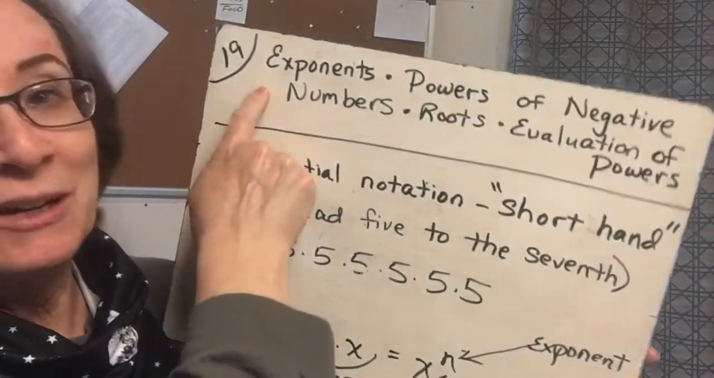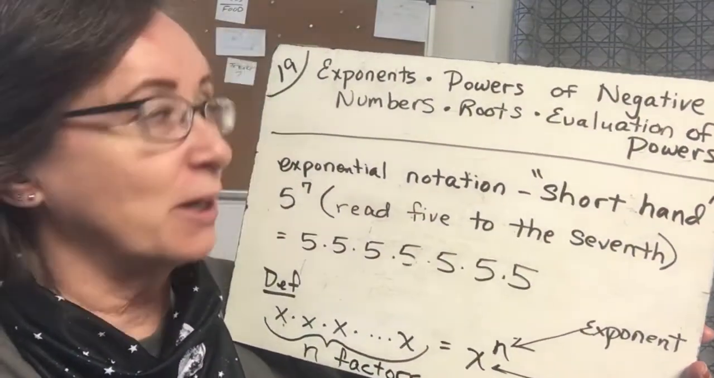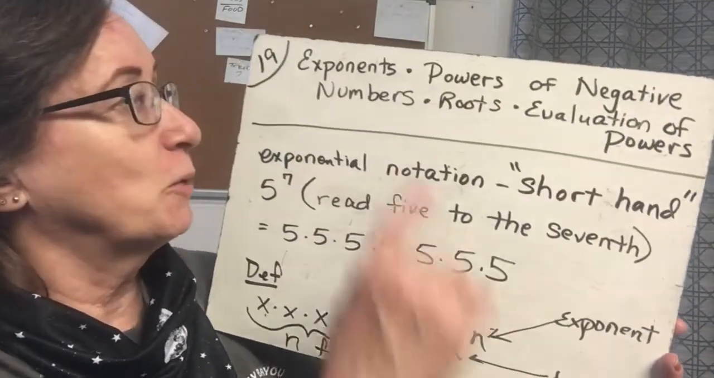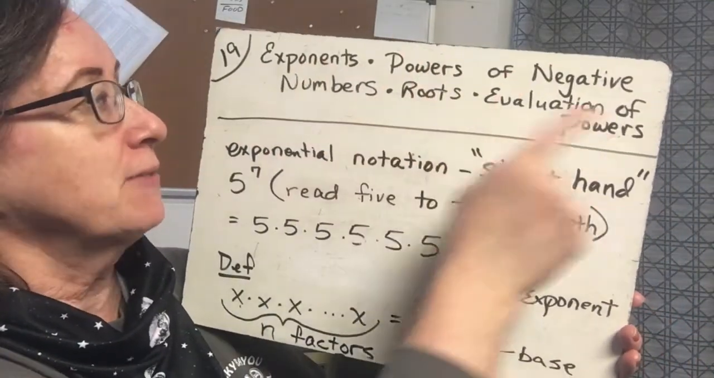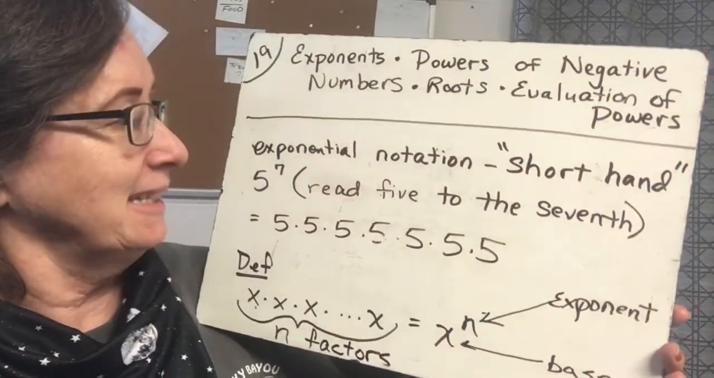And we are here with lesson 19 in your Saxon Orange book, Algebra I. So we're talking about exponents, powers of negative numbers, roots, evaluation of powers. So this is a big lesson.